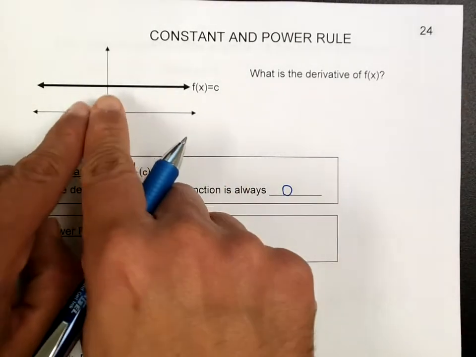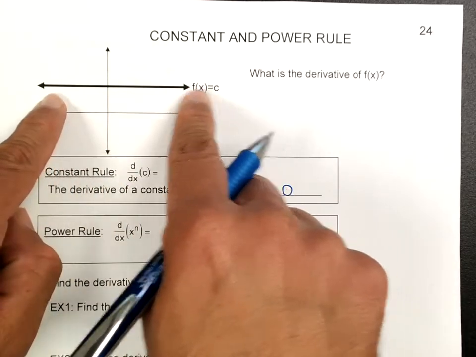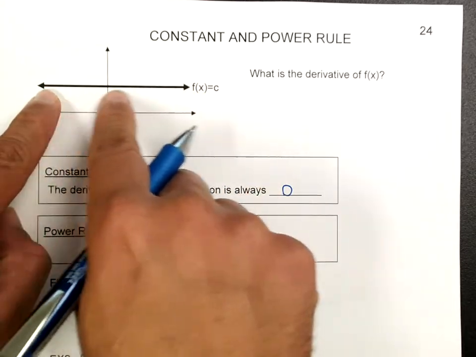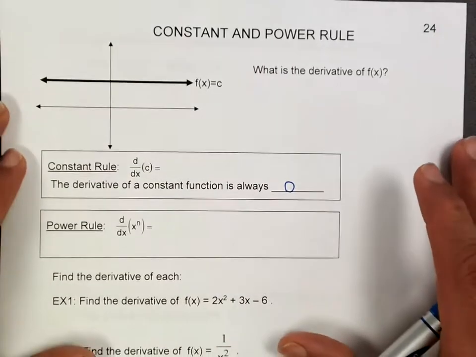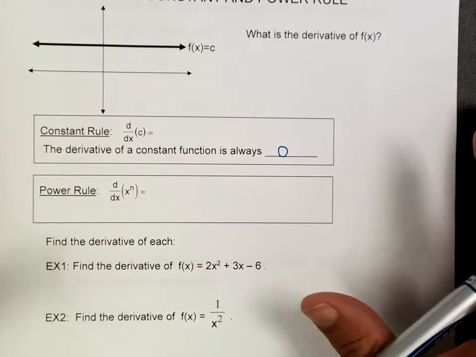And again, that goes back to this. If you have f of x equal to a constant, the slope here is always 0. So it doesn't matter what the constant is, the derivative is always going to be 0.